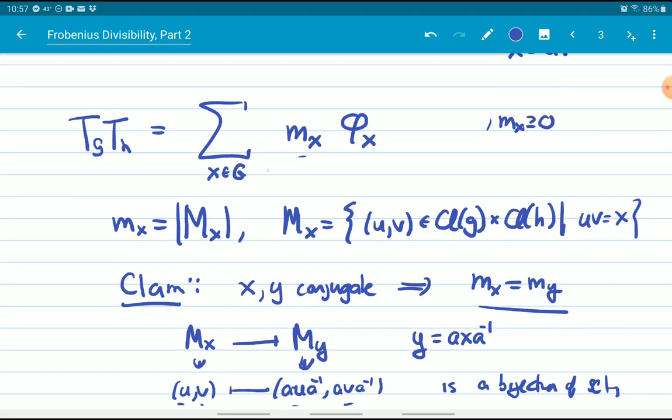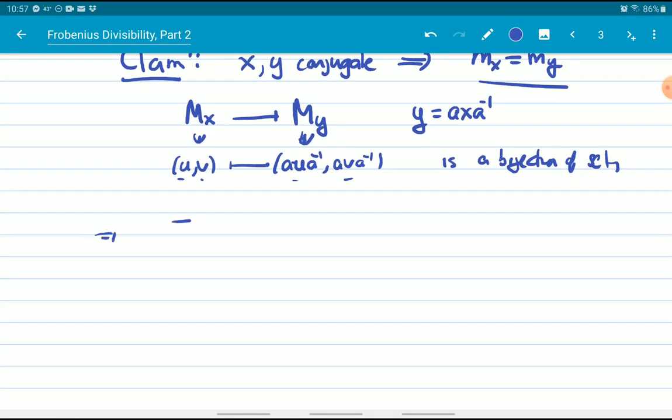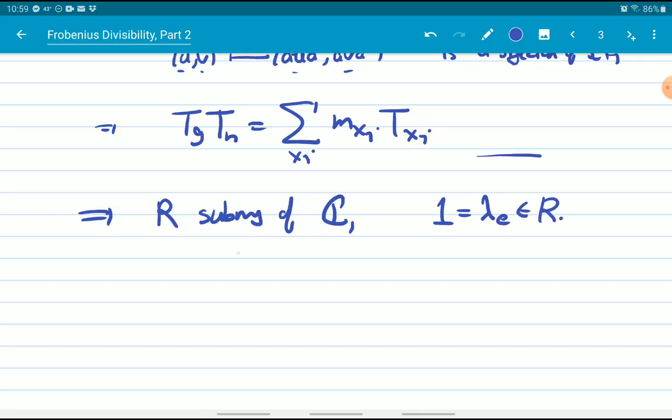So in this expression, I can group things by conjugacy class. And of course, if I do that, I'll get for each conjugacy class a sum of phi x's over that conjugacy class. So that actually gives me the formula. You could actually go and use this and compute those integers mxi for your favorite group. So we've shown that R is a subring of the complex numbers. It also contains 1, because 1, it turns out, is actually lambda sub e, as you could check.